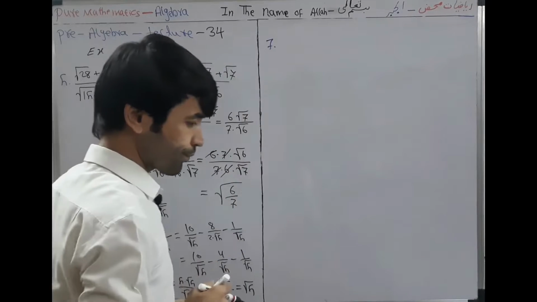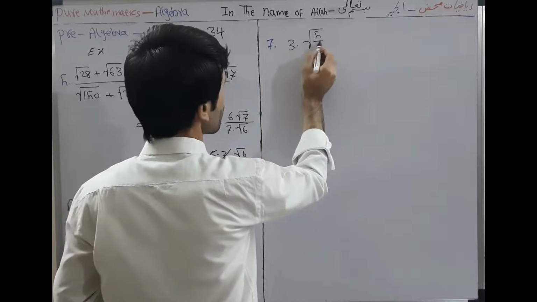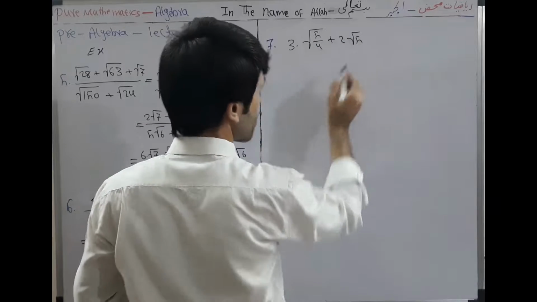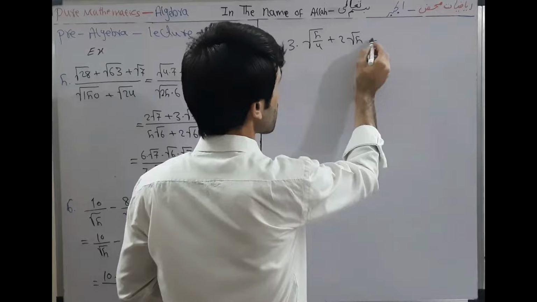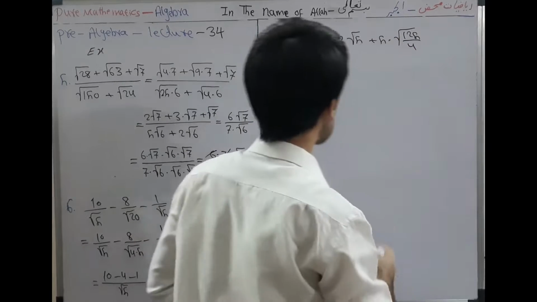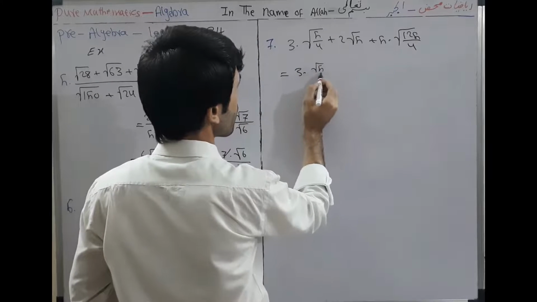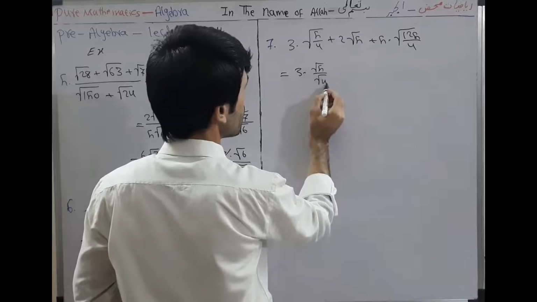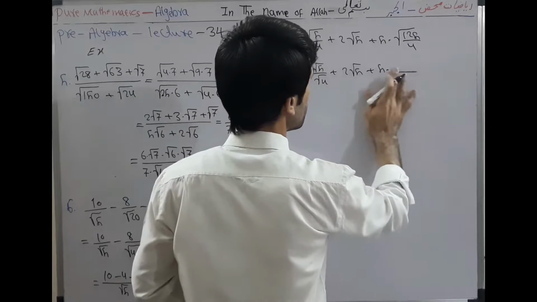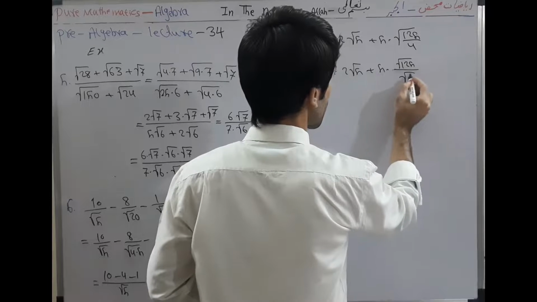Question 7. 3 into square root of 5 over 4 plus 2 into square root of 5 plus 5 into square root of 125 over 4. Now we want to solve this question. It is equal to 3 into square root of 5 over square root of 4 plus 2 into square root of 5 plus 5 into square root of 125 over square root of 4.